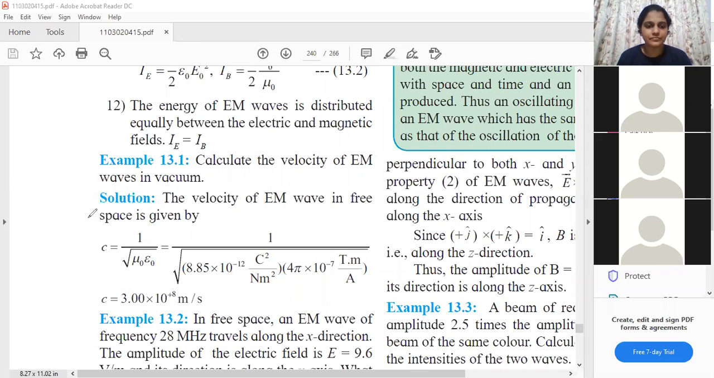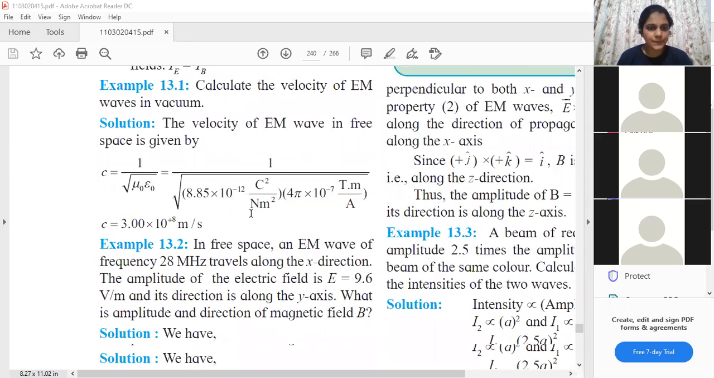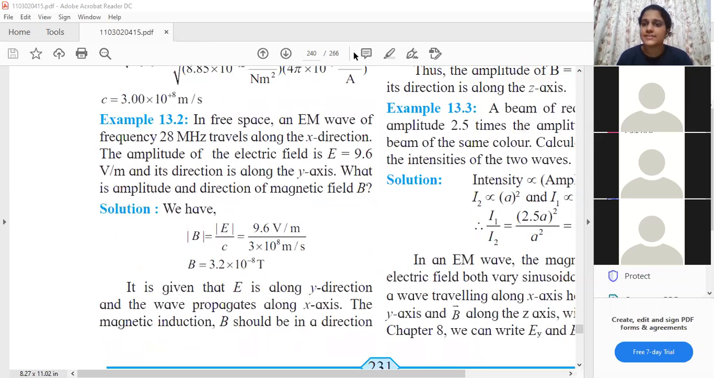Let's see the next sum. In free space, an EM wave of frequency 28 megahertz travels along the x direction. The amplitude of the electric field is E equal to 9.6 volt per meter, and its direction is along the y-axis. What is the amplitude and direction of the magnetic field?